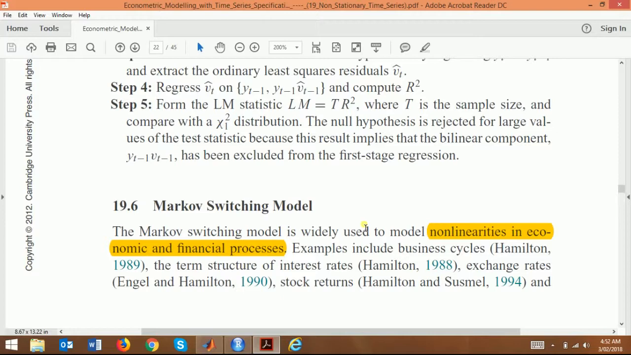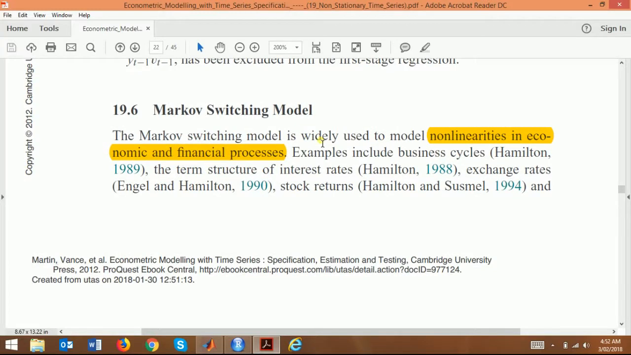Now we are going to delve deeper into a similar concept, but with a very popular method called the Markov switch model, which allows us to split our data into two different regions and concentrate out specific information from these separate regions based on nonlinear stationary time series models. The Markov switching model is widely used to model nonlinearities in economic and financial processes. Examples include business cycles, term structure of interest rates, exchange rates, and stock returns.